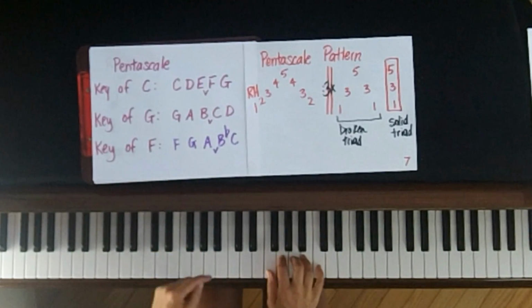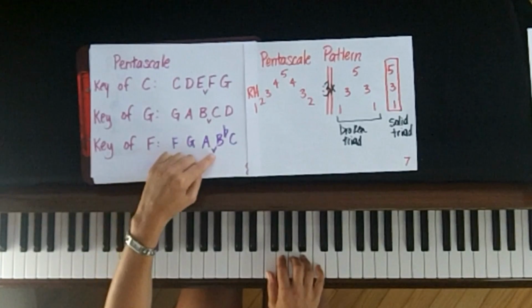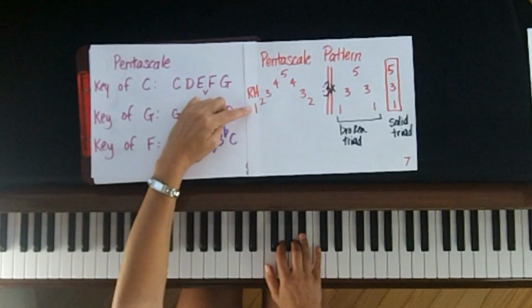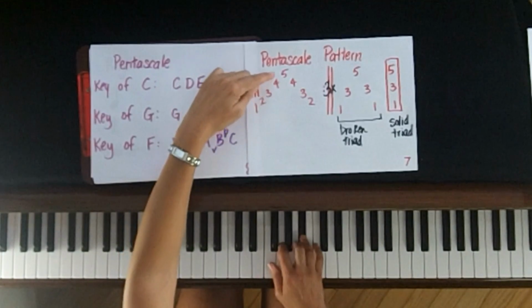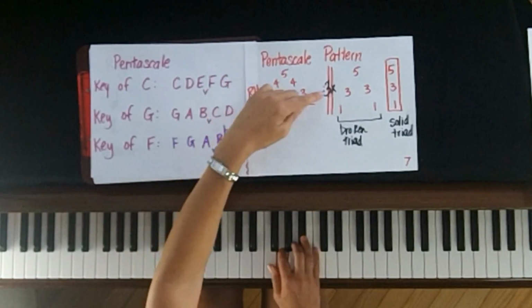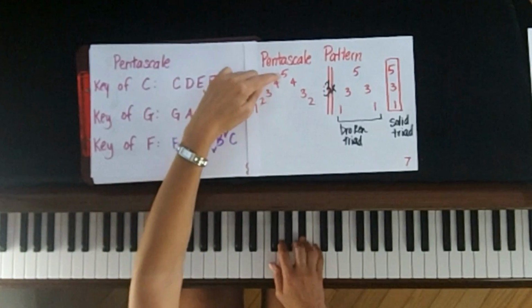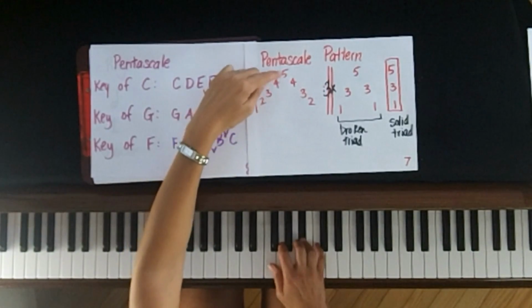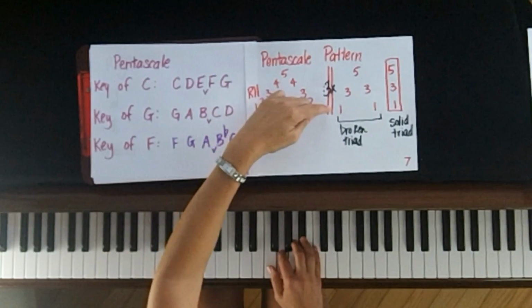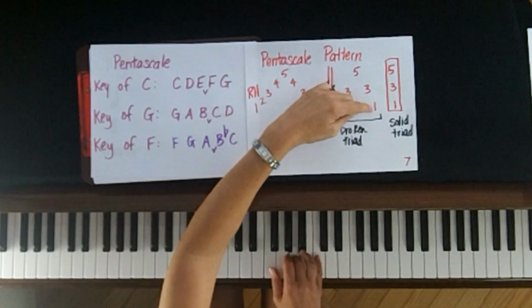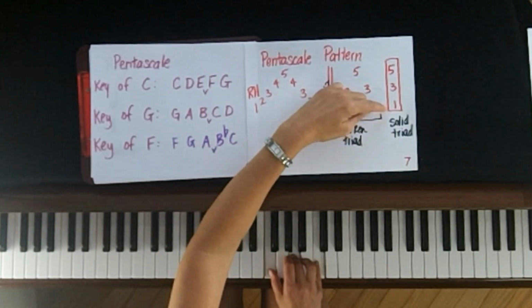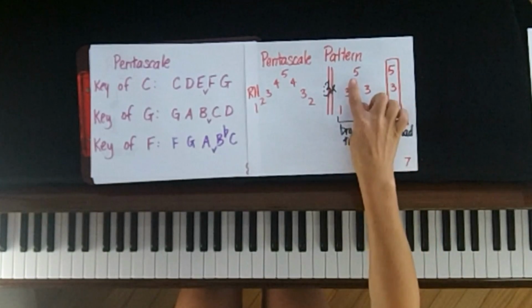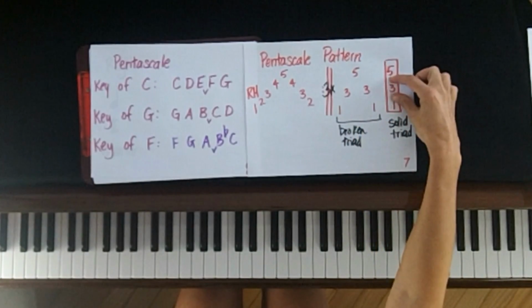with the right hand. Beginning on F, I'm going to set up my fourth finger so that it's on B flat, and I'm going to use the pentascale pattern. In this part of the pentascale pattern, I didn't need to play the black key because my fourth finger is not played in the triad.